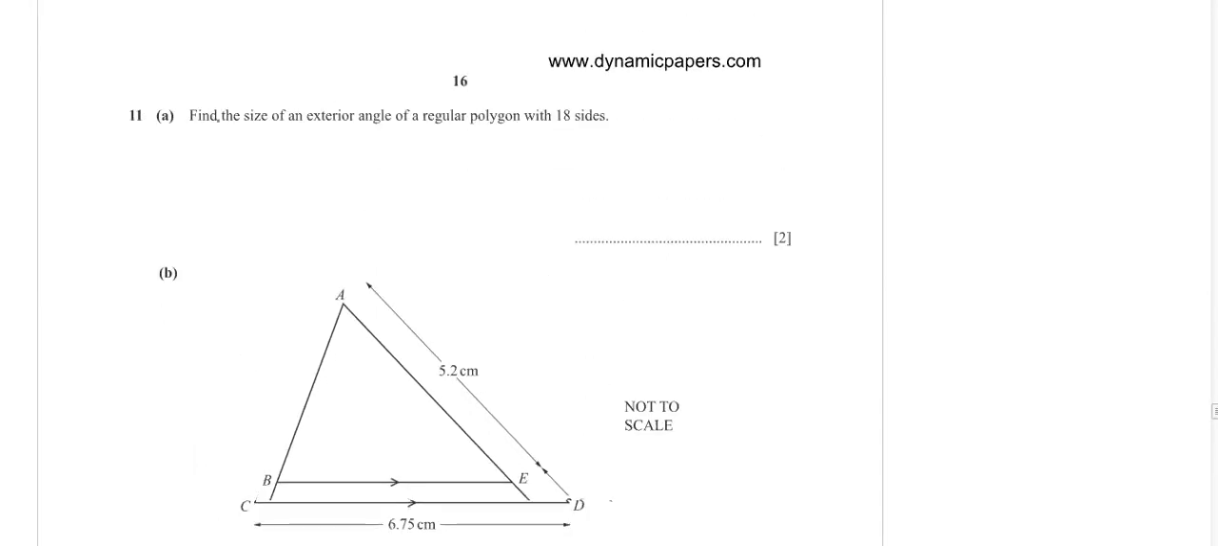Question number 11, part A. Find the size of an exterior angle of a regular polygon with 18 sides. Now, to find the exterior angle, we will first find the interior angle. For a regular polygon, what will be each interior angle?